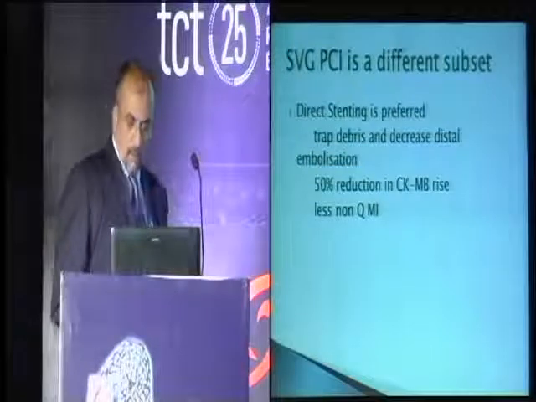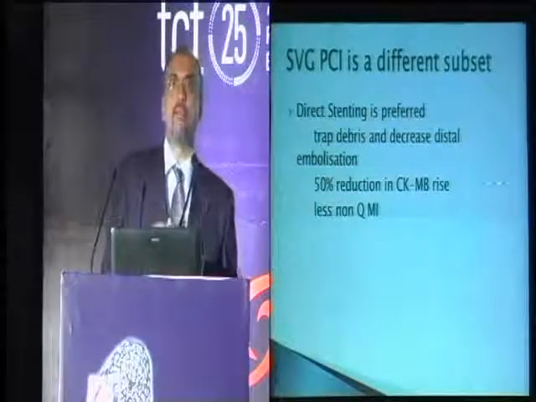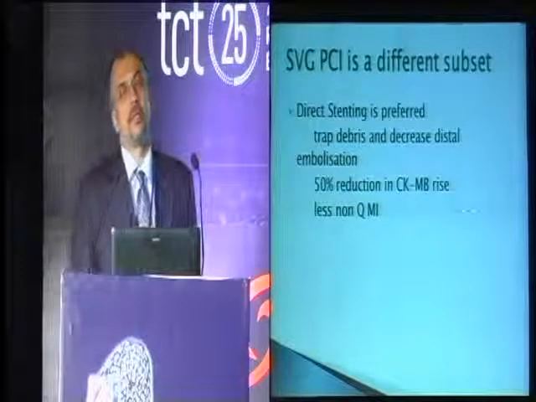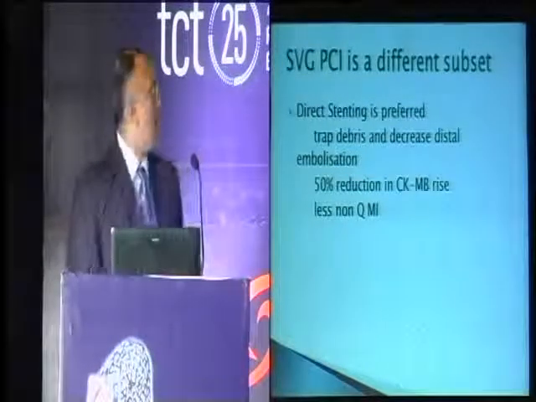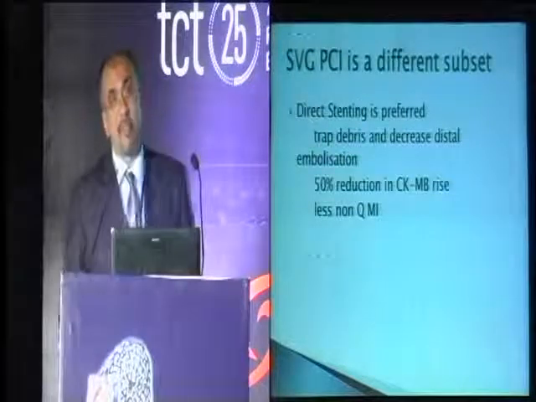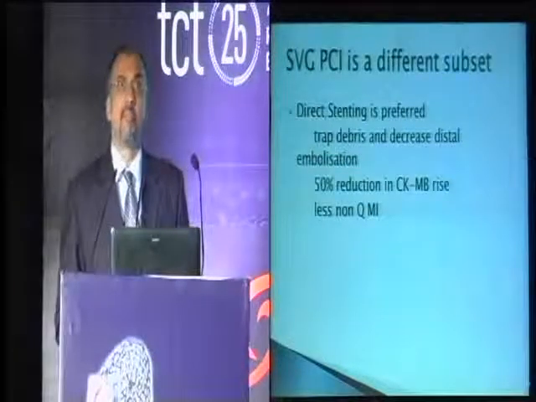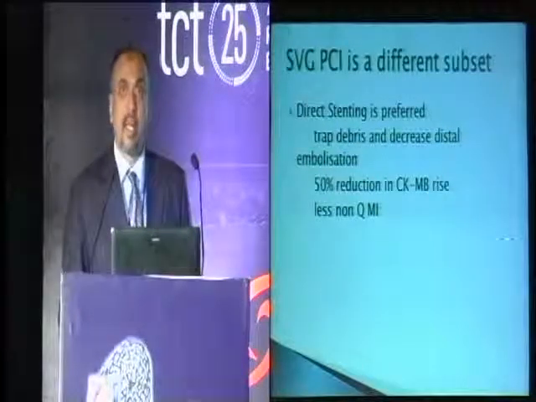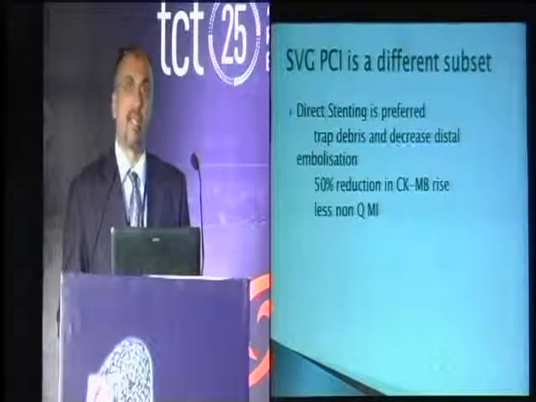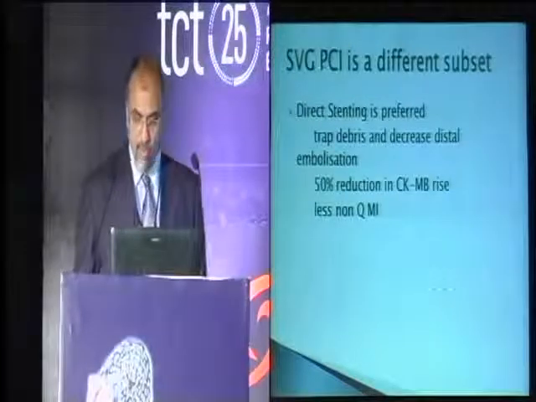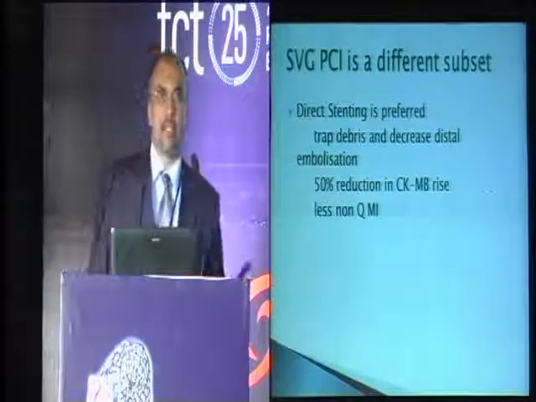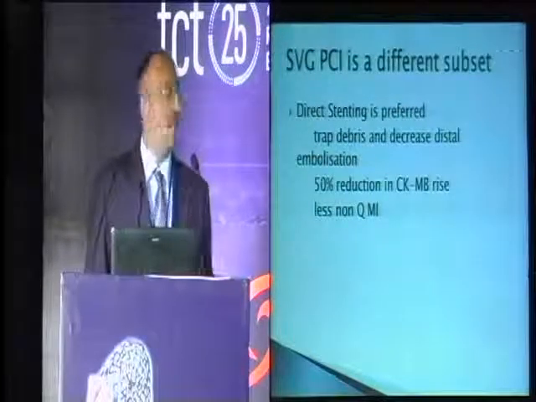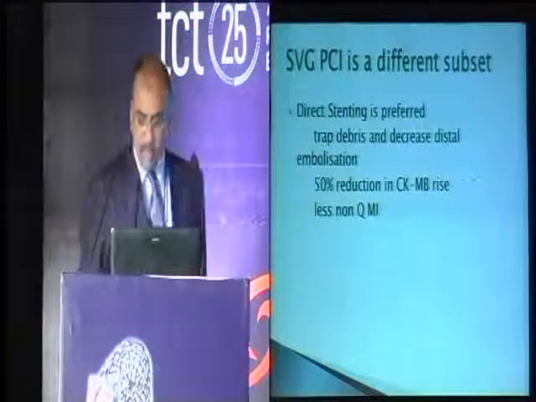Now we look at the role of direct stenting. Direct stenting is always preferred, even in a de novo lesion, but it has great importance in a patient with an SVG PCI, because again the CK bump is much less, and this correlates with mortality. So direct stenting, if possible, is a good option in SVG PCI. So these are the differences: use embolic protection devices, make sure you look at the native vessel, and make sure you try and do direct stenting.